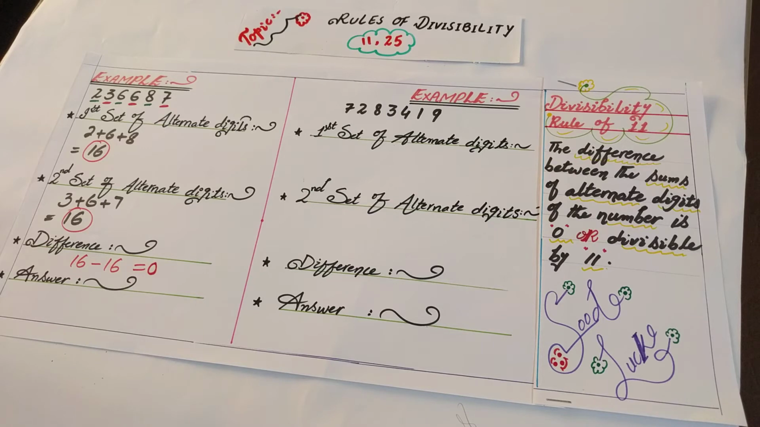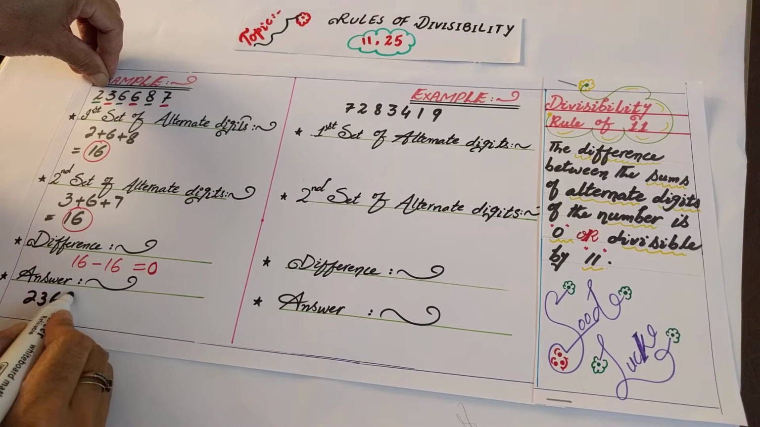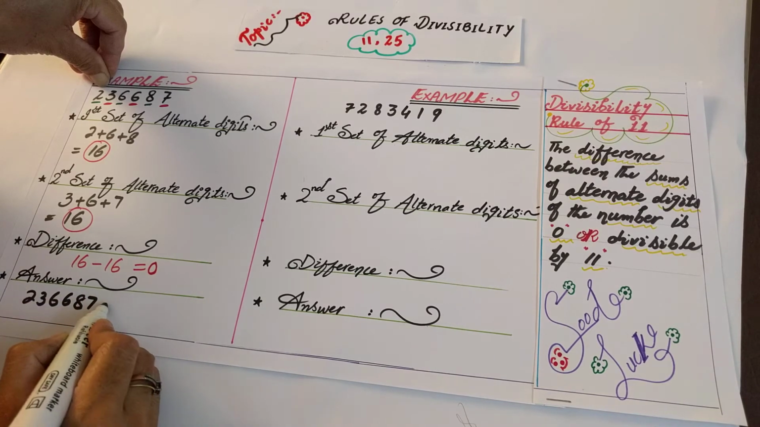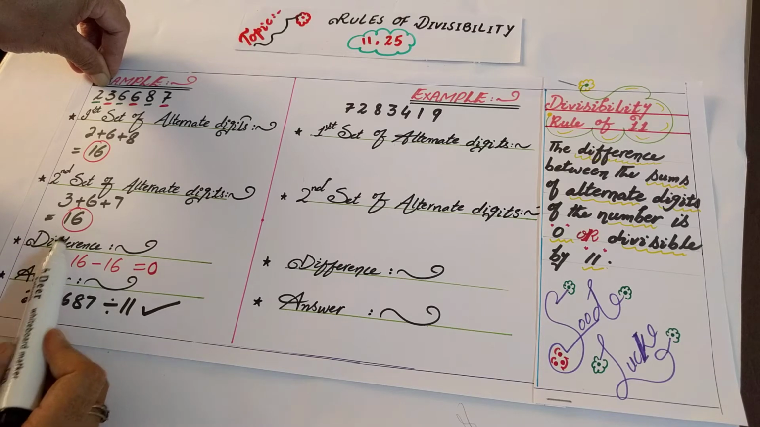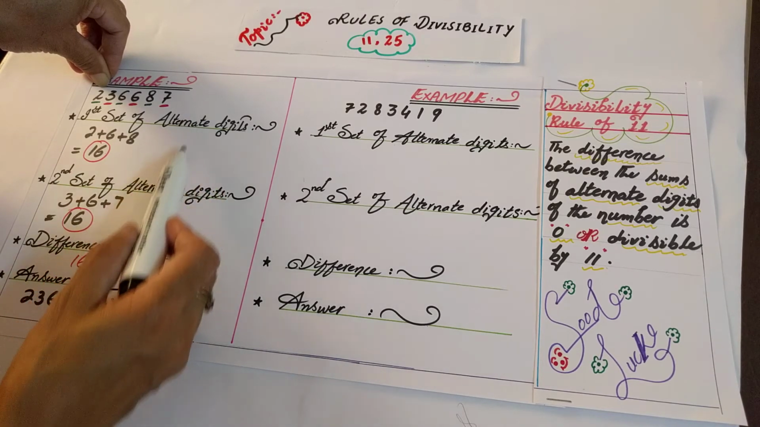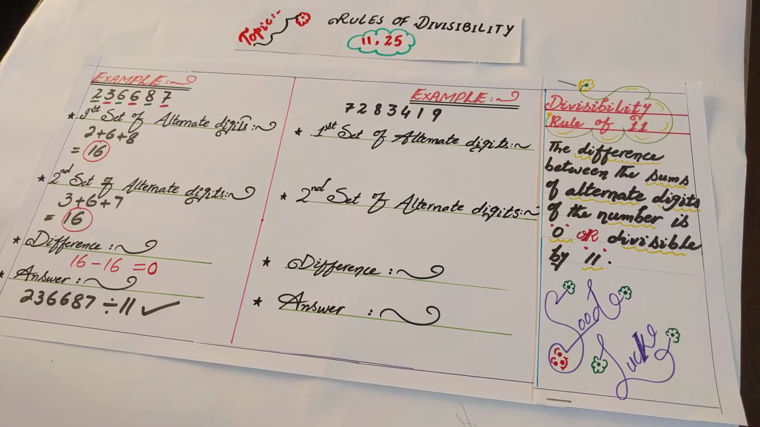It means our given number, what was the given number? 236687 is divisible by 11. Why? Because the difference of the sums of the alternate digits is equal to 0. Very easy and simple. Let's take one more example.